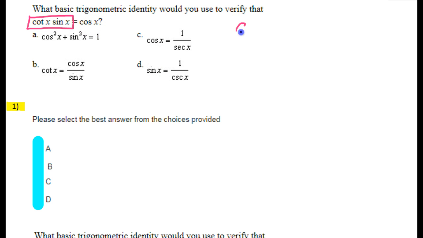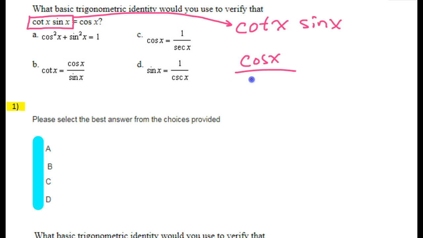So I'm just going to recopy this. Just recopying what I just put a box around, we have cotangent x sine x. And in the end, I want to see if I can get it to be cosine x. A very common strategy is to rewrite everything in terms of sine and cosine. So you look at cotangent, and you know that cotangent is the same thing as cosine x over sine x.